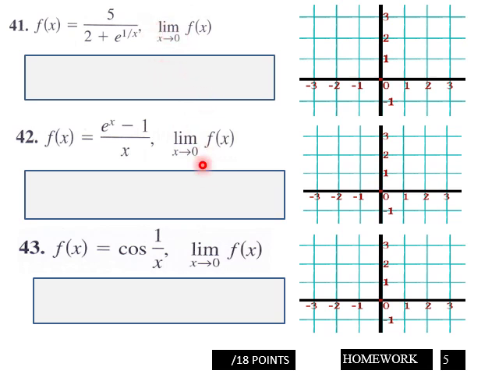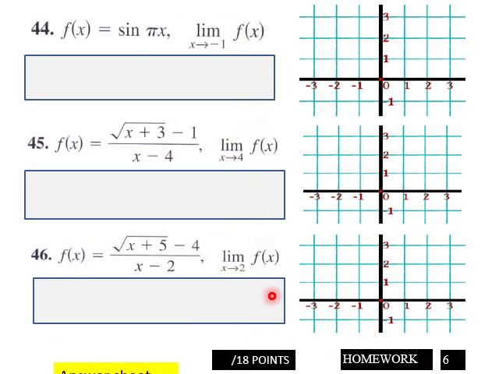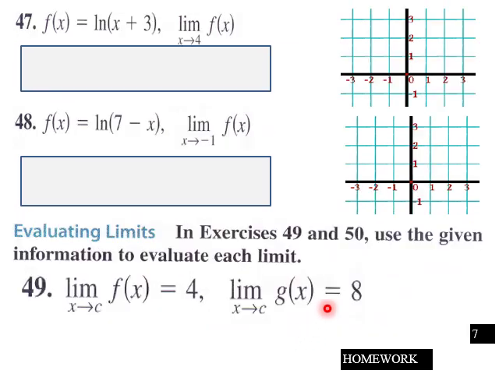So if it exists or it doesn't exist, and if it does not, explain why. 18 points here, page 5. Same thing here, page 6. Does the limit exist or does it not exist? And then explain why if it does not. And then the same continues here for that.